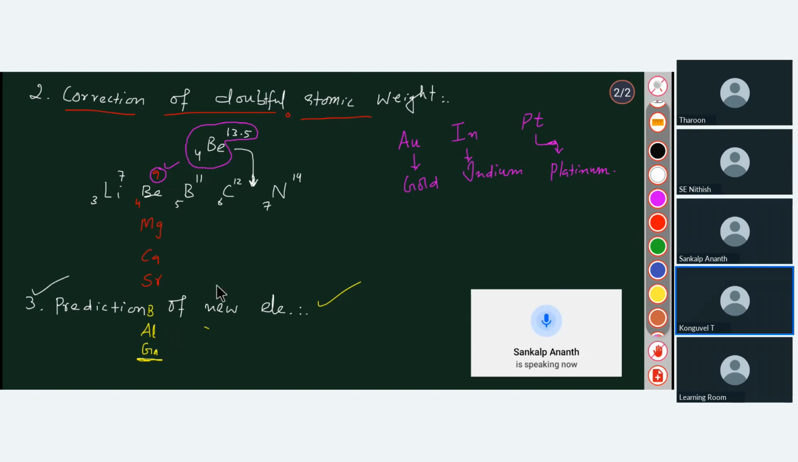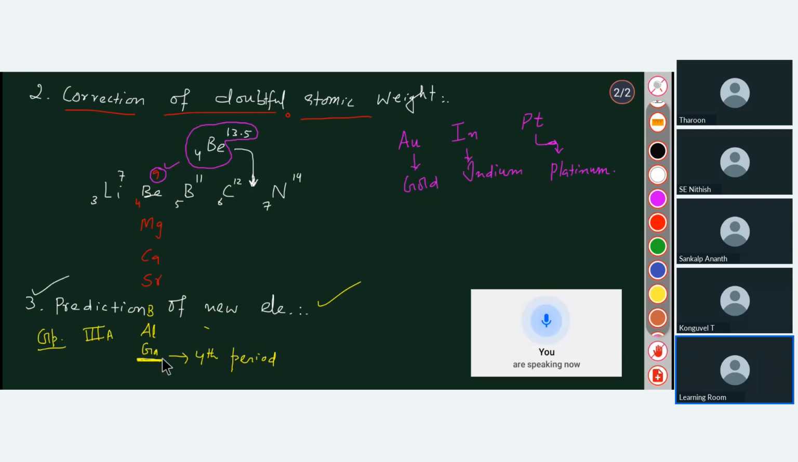First, we have hydrogen in the first period. Then boron belongs to the second period. Aluminum belongs to the third period. Gallium belongs to the fourth period. That's correct. But you have to remember the group. In which group was it? It was 3A, right? In group 3A, after aluminum, there was an empty space left here.